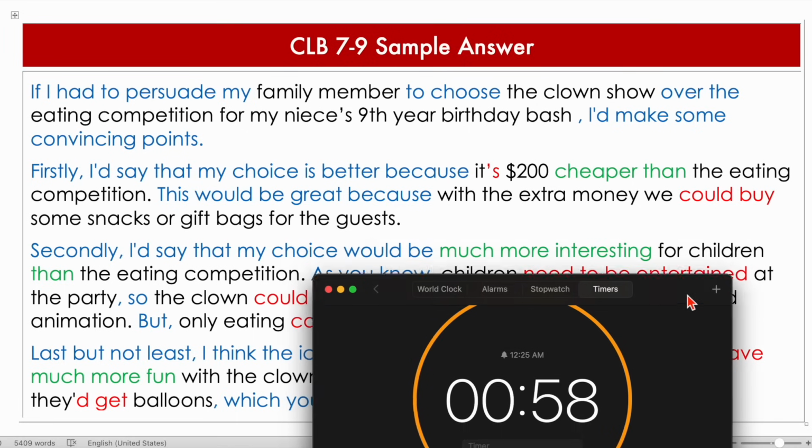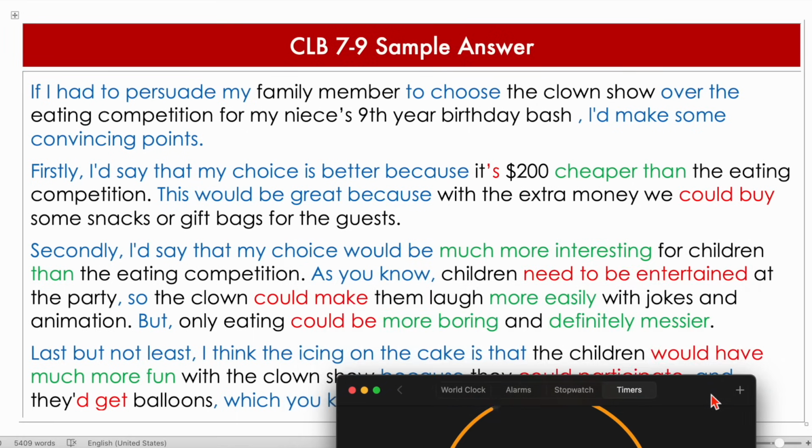If I had to persuade my family member to choose the clown show or the eating competition for my niece's 9th-year birthday bash, I'd make some convincing points. Firstly, I'd say that my choice is better because it's $200 cheaper than the eating competition. This would be great because with the extra money, we could buy some snacks or gifts for the guests. Secondly, I'd say that my choice would be much more interesting for children than the eating competition. As you know, children need to be entertained at the party, so the clown could make them laugh more easily with jokes and animation. But only eating could be more boring and definitely messier.